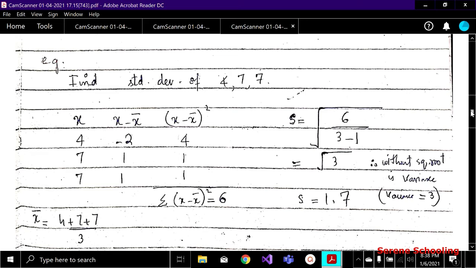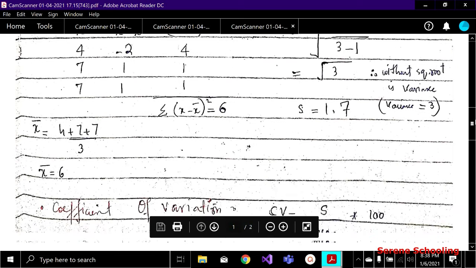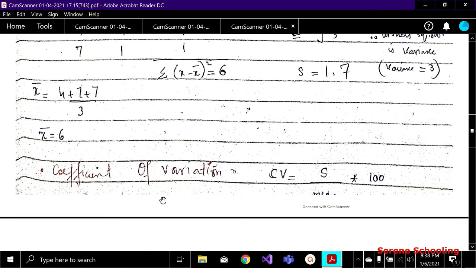So now after knowing what variance is, we also need to know about the coefficient of variation. For that we have a formula. Coefficient of variation equals s over the mean value, whatever the mean of that particular data is, into 100. Here s is our standard deviation.